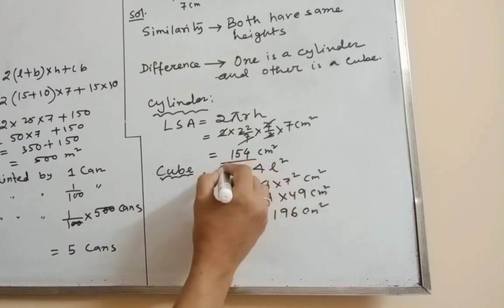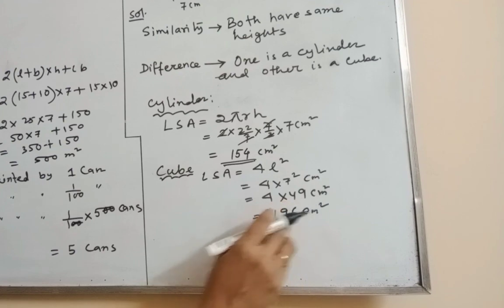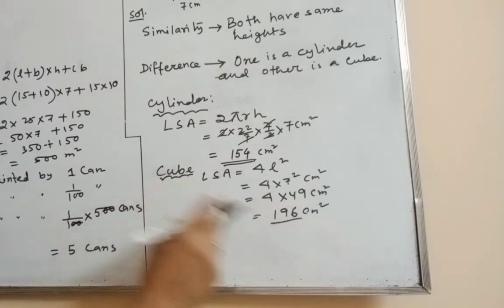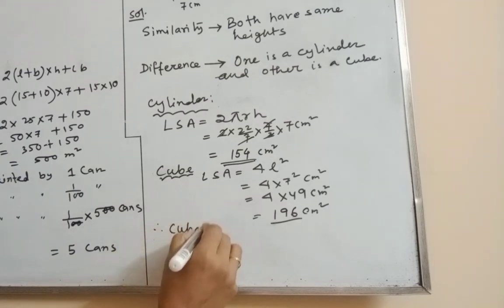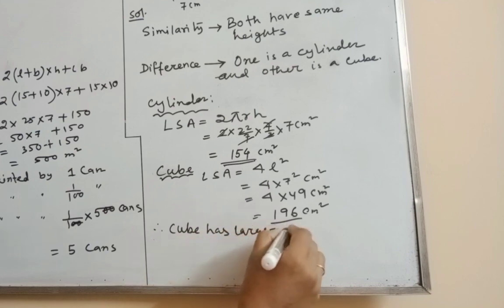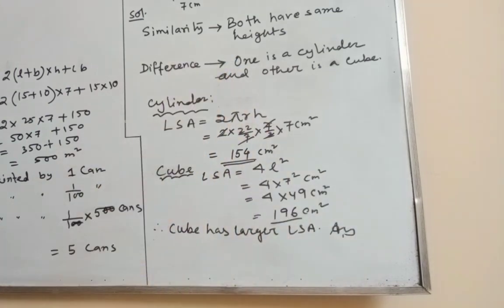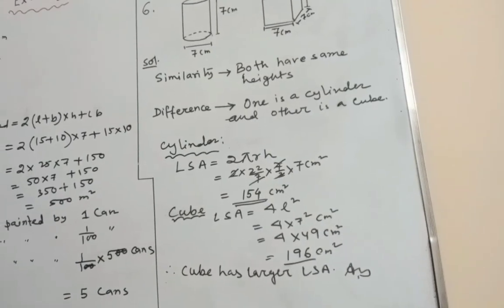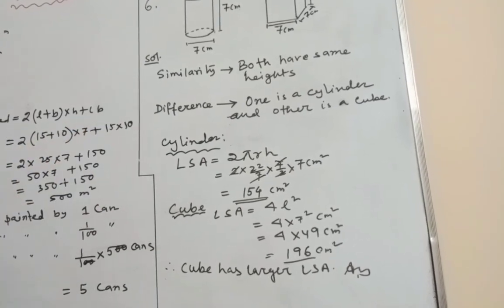Very clearly you can see that one is 154, another is 196. So which one has the larger lateral surface area? The cube has the larger lateral surface area. Similarities, differences, and which one has the larger surface area. I hope the sums will be easy for you, but you need to practice. Two sums we have done here, question number 5 and 6. Practice it. Thank you, students.